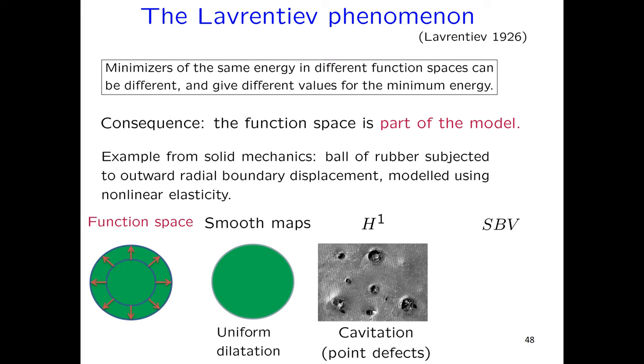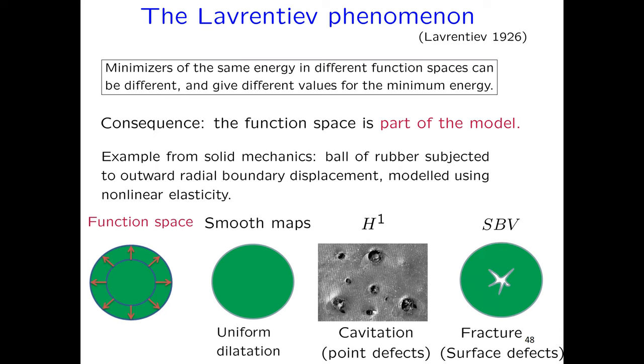But now if you want real fracture, so that it really cracks over surfaces, so you have surface defects, then you would use the function space SBV, which is special functions of bounded variation, which allows this kind of jump. And so you see, you have three different function spaces, and you have three different solutions, even though the energy function that you're minimizing is in some sense the same. You just change the function space, and you get different predictions for the model.